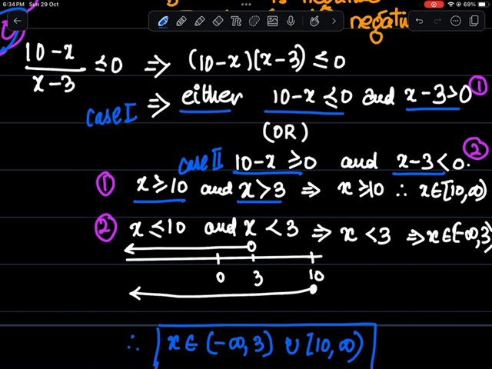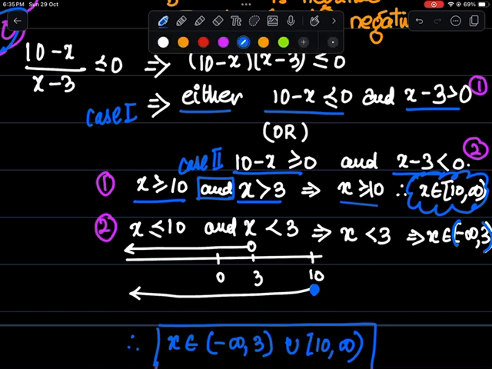As we keep on solving, the first case will give you a combined result of x belongs to [10, ∞), because 10 has the equal to sign. In case 2, we have x less than or equal to 10 and x less than 3. The combined result is x less than 3. As you can see in the picture of the number line, a hollow circle means the number is not included, whereas a colored circle means it is included. So overall we get x belongs to (−∞, 3), both in open brackets.